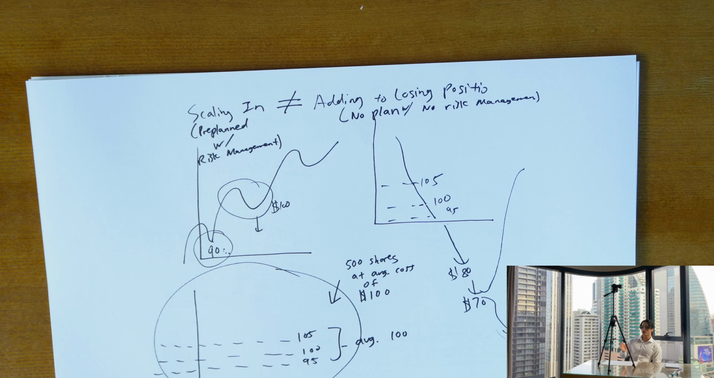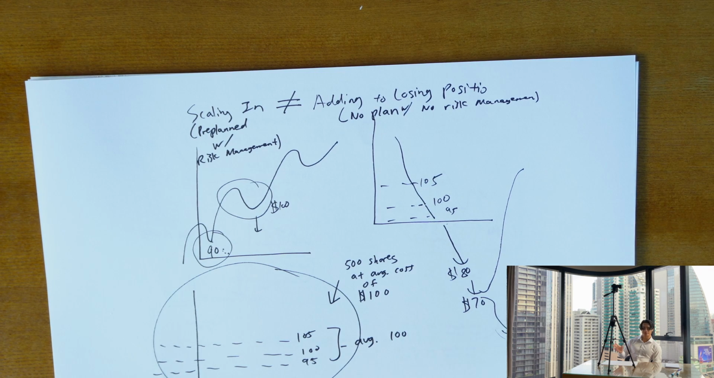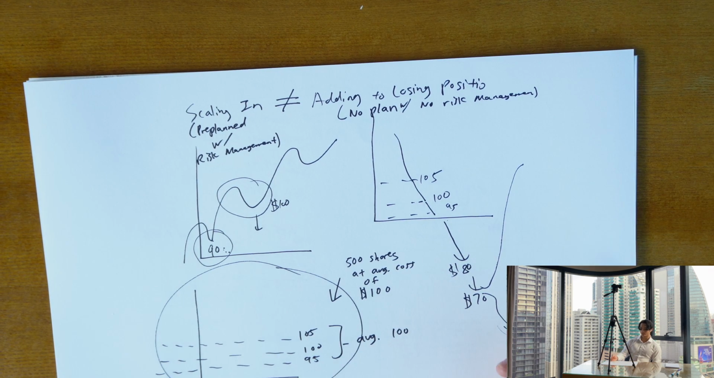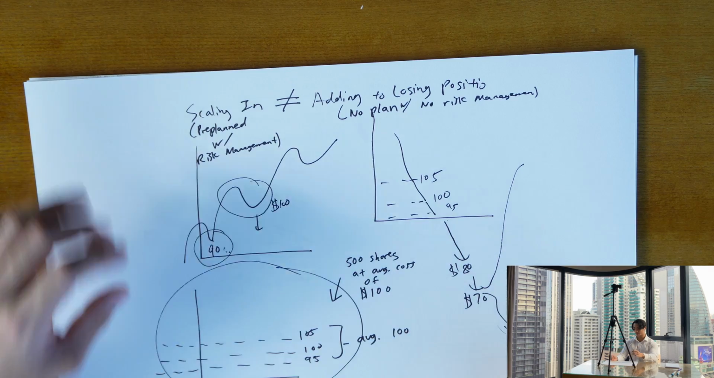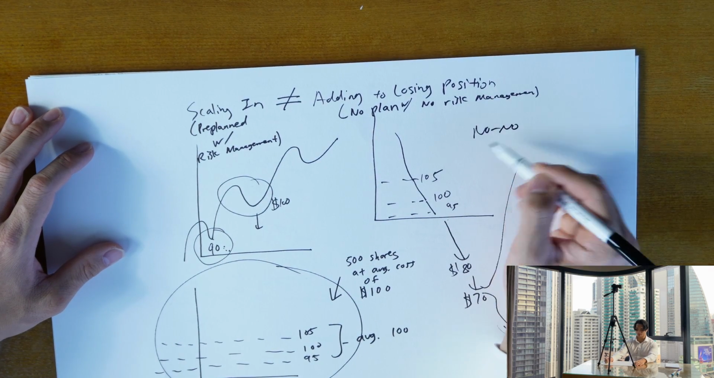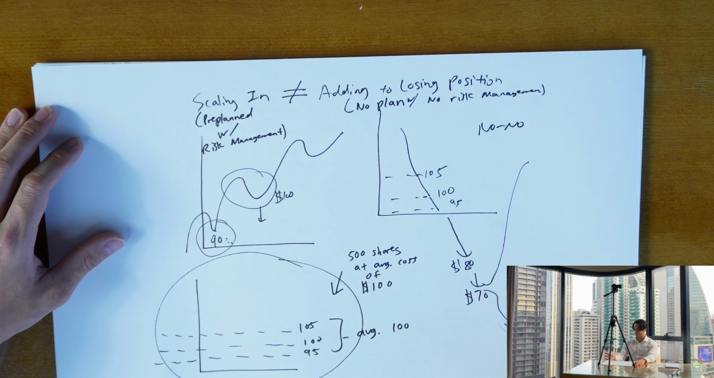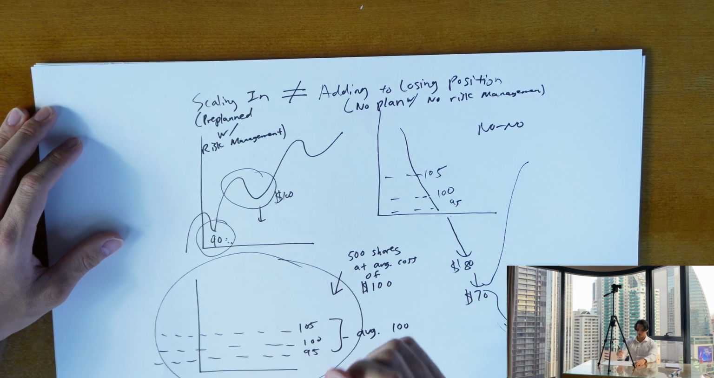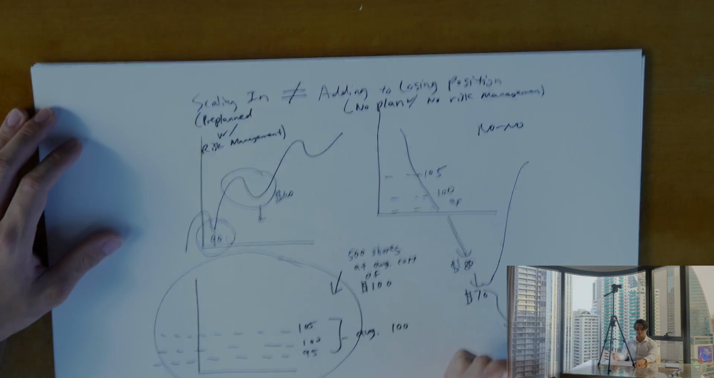So stocks go bankrupt, stocks go to zero all the time, and that's why you always have to approach it from a risk-first perspective. Adding to a losing position is a no-no. You never want to do that. You always want to have a plan and a risk management plan.